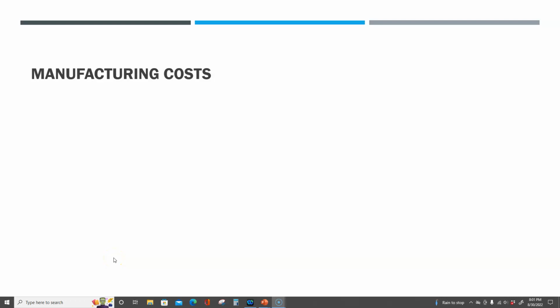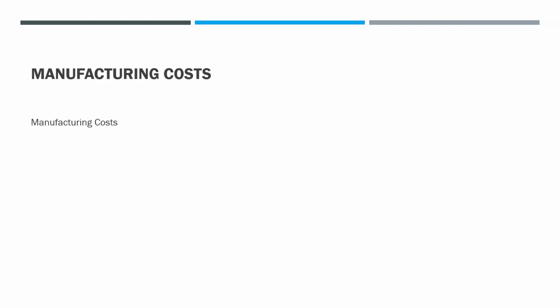Just as with financial accounting, terminology is very important for managerial accounting. So let's continue with some terminology. In this video, we're going to look at manufacturing costs. Manufacturing costs consist of three items. You have direct materials, direct labor, and manufacturing overhead. Let's go through each of these in more detail.